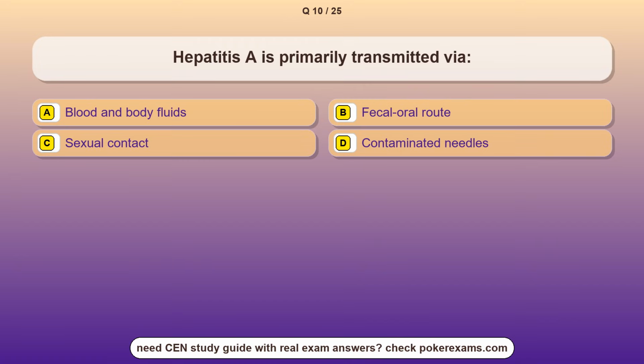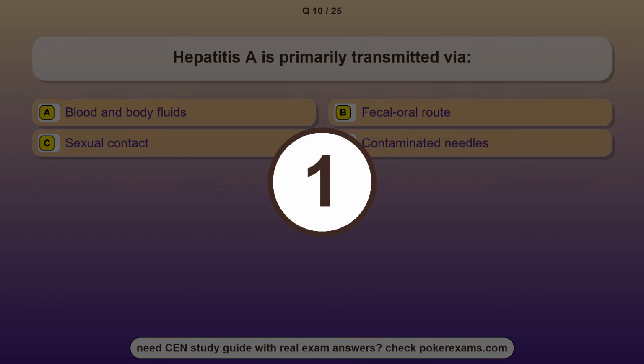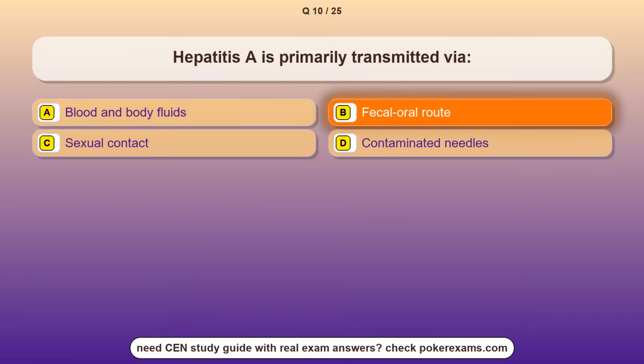Question 10. Hepatitis A is primarily transmitted via: Option A. Blood and body fluids. Option B. Fecal-oral route. Option C. Sexual contact. Option D. Contaminated needles. The correct answer is option B. Fecal-oral route.